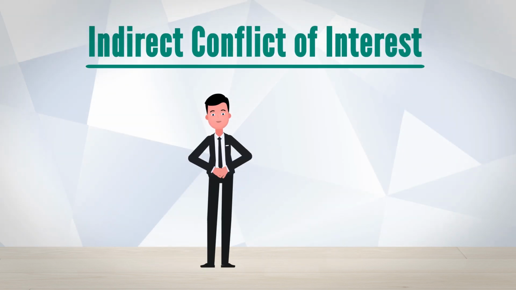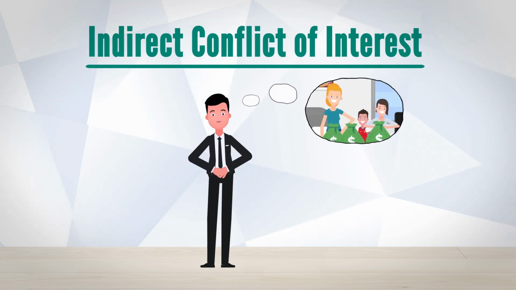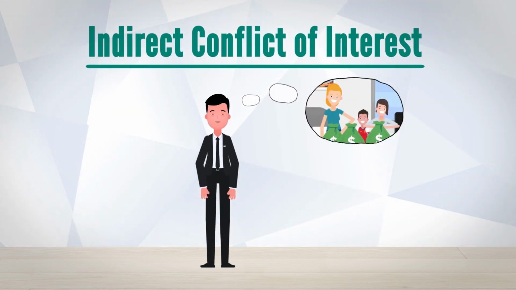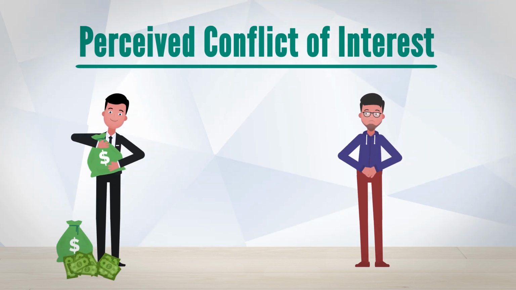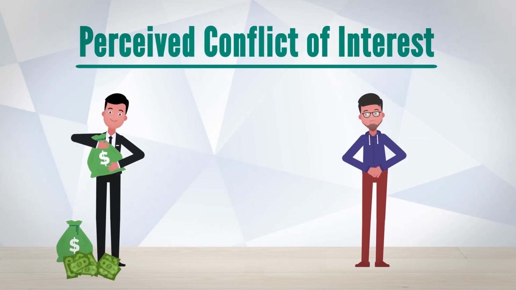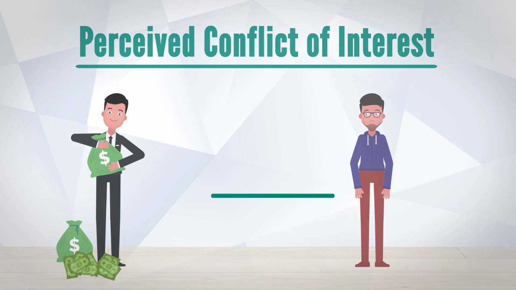Indirect conflict of interest is when the conflict is one step removed from a board member or committee member and the loss or gain would affect family, friends, or colleagues. Perceived conflict of interest is when someone from outside perceives that a board member or committee member can get the association to make a decision that directly or indirectly benefits that board member or committee member.